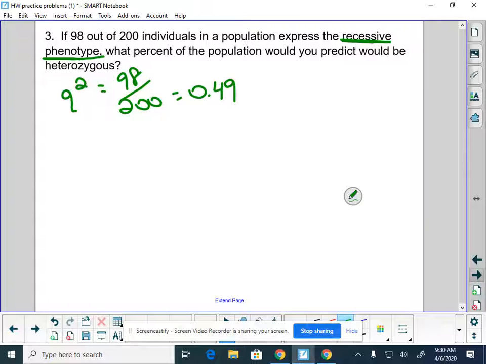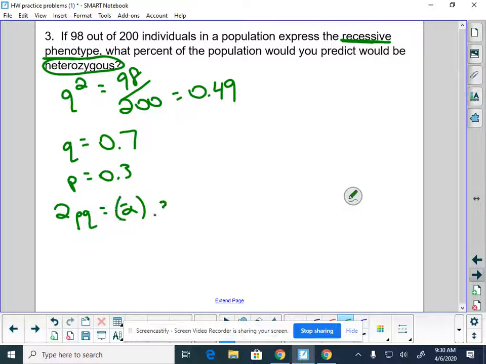What percentage of the population would be predicted to be heterozygous? So again, we're looking for 2PQ here. We can figure out Q from Q squared, the square root of 0.49, 0.7. P plus Q equals 1 means P is 0.3. And punch in the 2PQ. Figure that out, you get 0.42. It asks for it as a percentage, 42%.